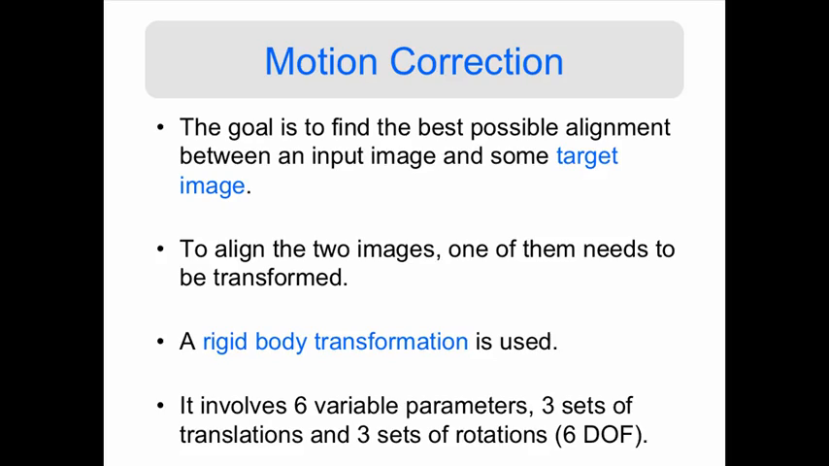A rigid body transformation has 6 variable parameters. You can shift the input image in the X, Y, and Z directions, and you can also rotate it in 3 directions, and these are often called pitch, roll, and yaw. So you can rotate around the 3 axes as well. Now a rigid body transformation assumes that the shape and the size of the brain is static across the different time points. The only thing that changes is its position. While that might not technically be true, it's probably a good enough approximation, and it seems to work pretty well in performing motion correction.